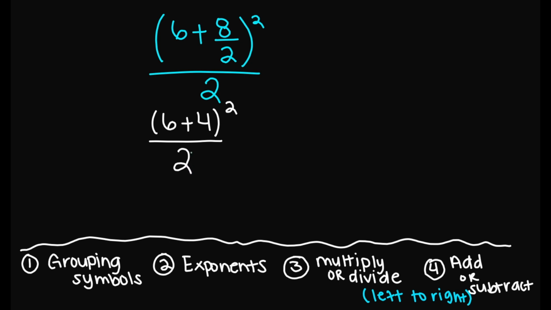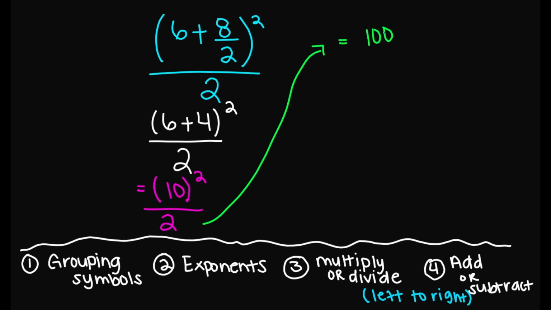So I'm still working inside my parentheses first. 6 plus 4 is 10. That's going to be squared. And all of that is going to be over 2. So now in my numerator, we have 10 squared. This is going to be 100. And then my denominator, we just have 2. So 100 divided by 2, this is going to equal 50. So your final answer here is 50.